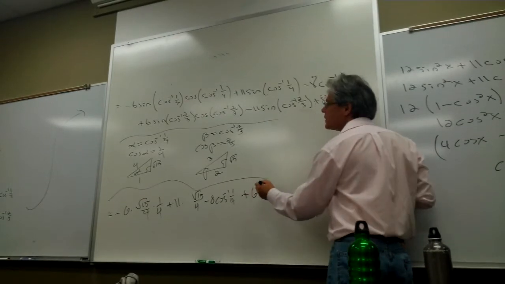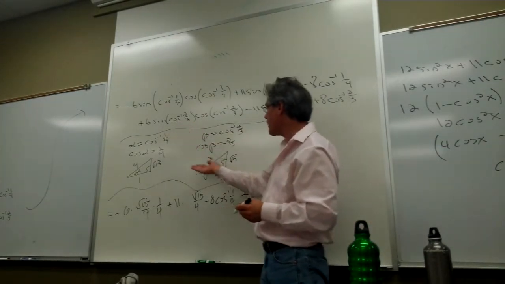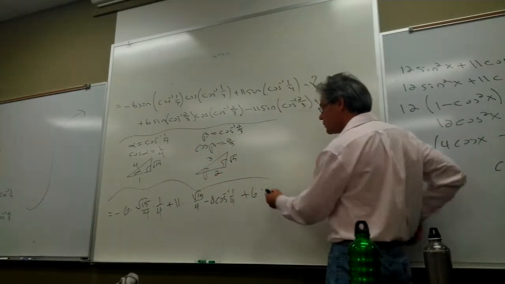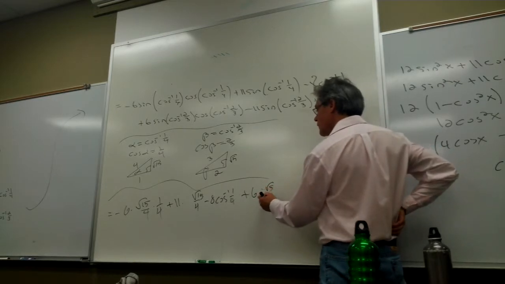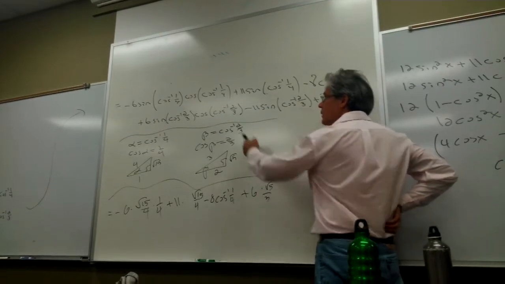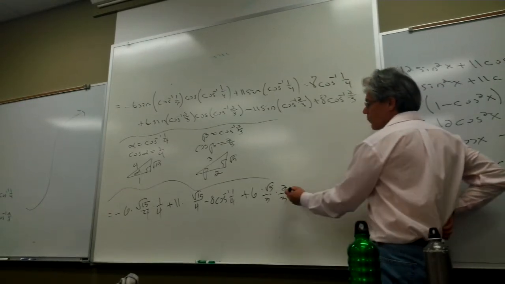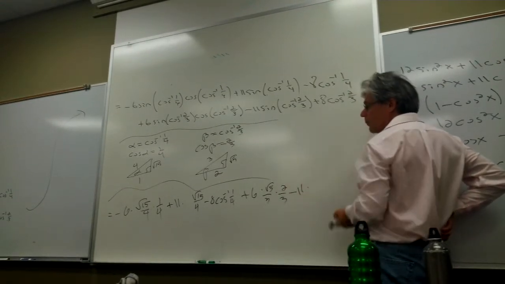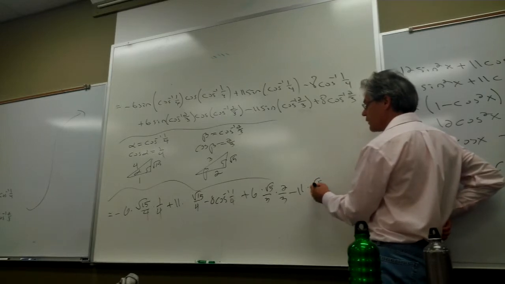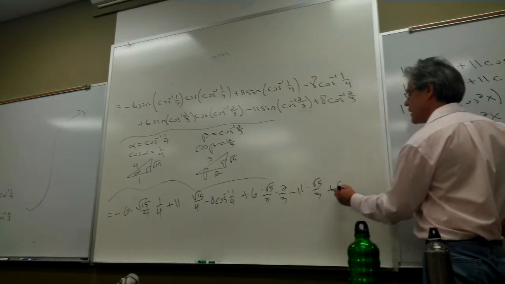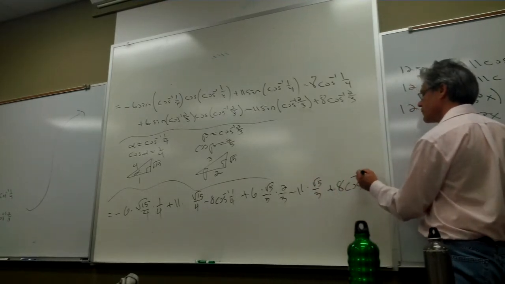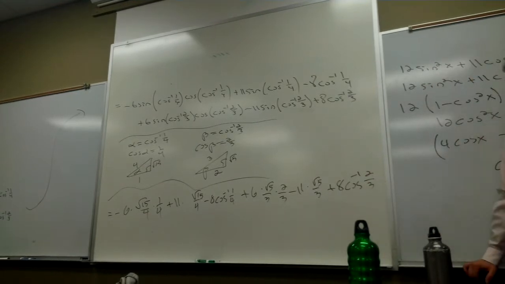Plus my 6 times the sine of my angle beta. But the sine of beta, looking at my picture, is just √5/3. The cosine of beta clearly is 2/3. Minus 11 times the sine of that angle beta again, which I've already recognized as √5/3. Plus 8 times the inverse cosine of 2/3. Life's not that bad, is it?